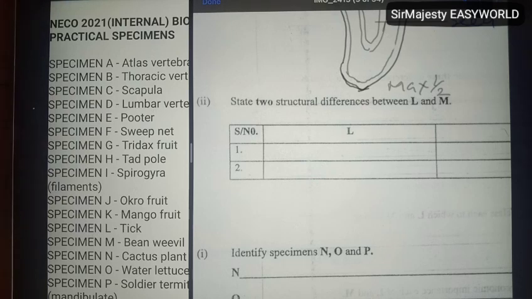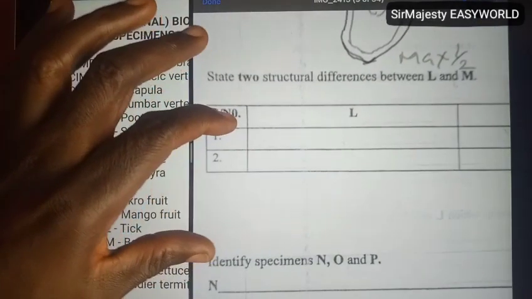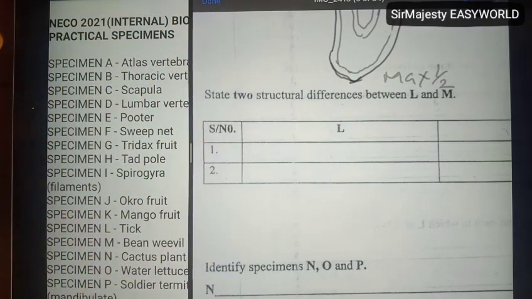Then bean weevil is not an arachnid, so it is an insect, therefore it has a pair of antenna there. Then another difference is in tick, there is an absence of wings, then wings present in weevil. So you can use these two as a structural difference between them. Then structurally, tick has two body divisions, the head and the cephalothorax, while bean weevil has three body divisions, the head, the thorax, and abdomen.